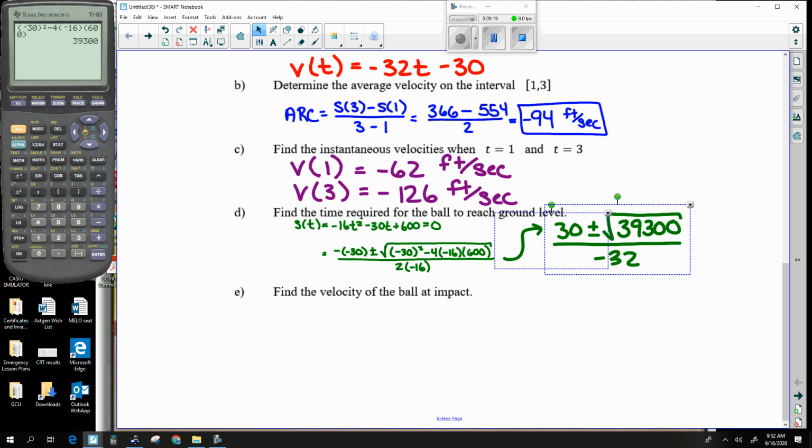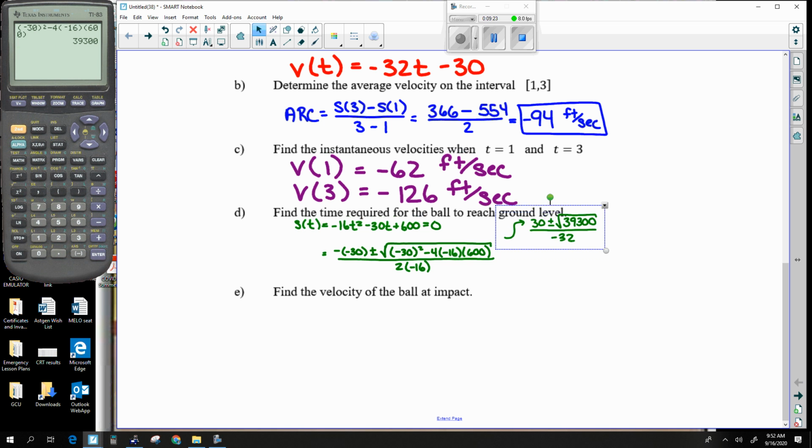I have to take both of them. All right, so I'm going to get a plus answer and a minus answer using my calculator. So my plus answer, my minus answer. And again, I'm not talking about a positive answer and a negative answer. I'm just talking about that plus minus.